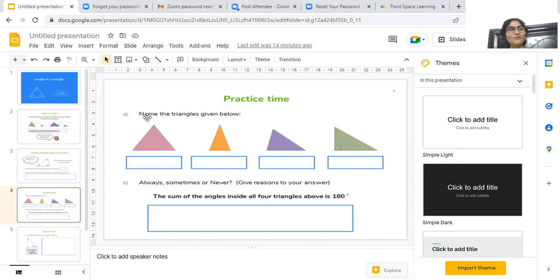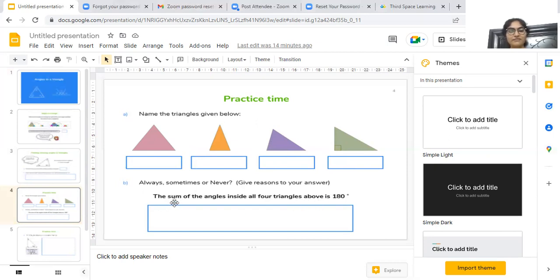So the question was all about naming the triangles given below. We have already answered it, so we can say bye-bye to this question. All right, let's move to the B part. Okay, so here we are. Always, sometimes or never. Give reason to your answer.